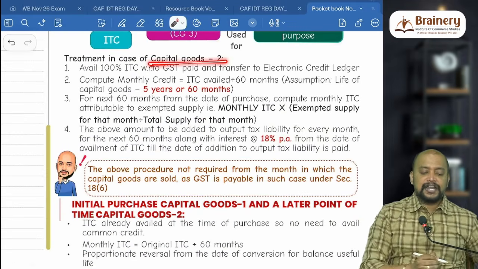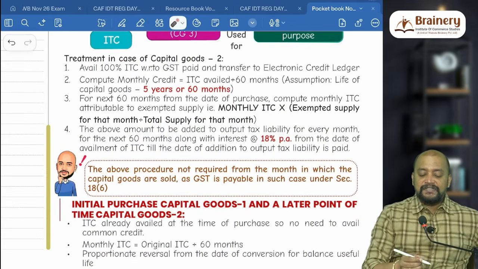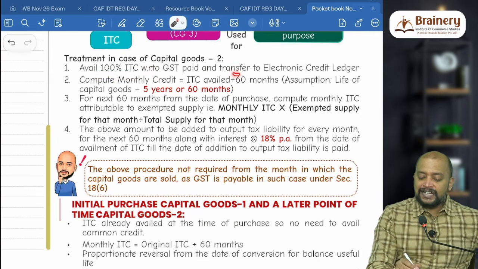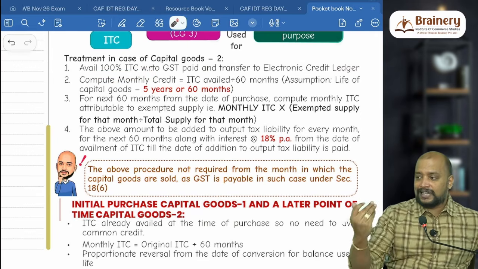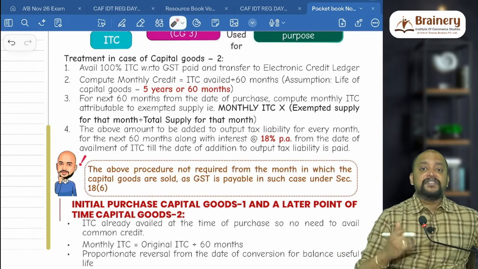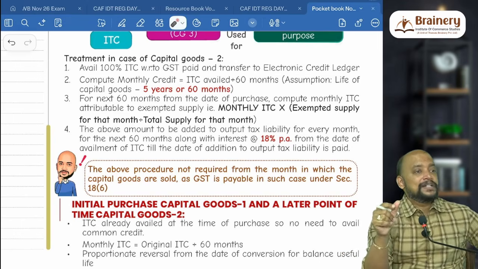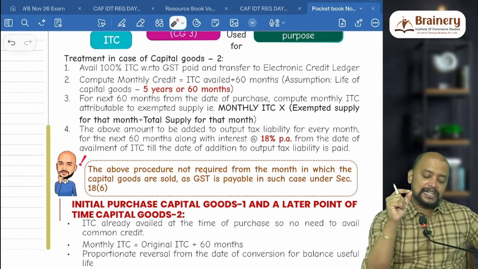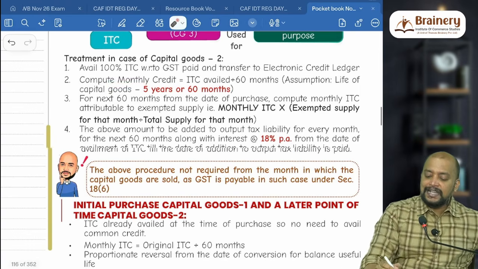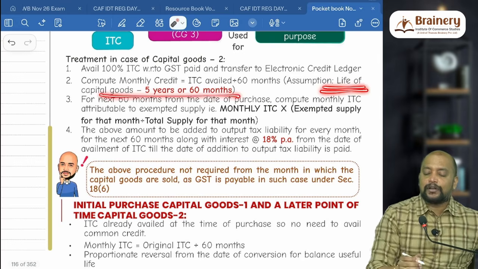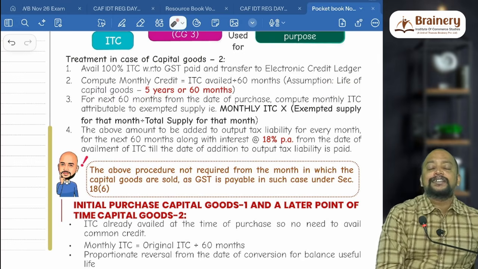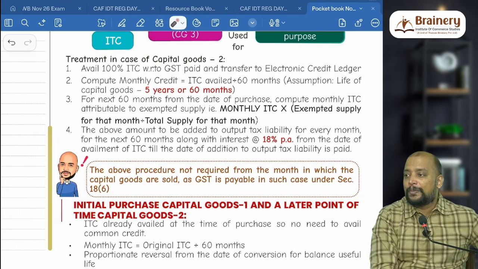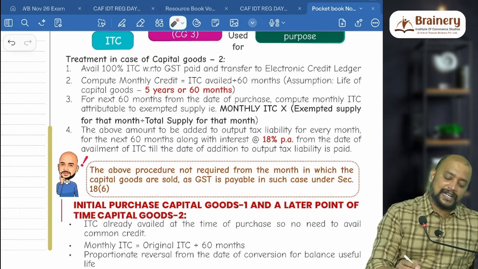What is the treatment in case of capital goods 2? First we will avail the ITC 100% with respect to GST paid and transfer it to the electronic credit ledger. Thereafter we will see the monthly ITC. How much is the monthly ITC? Total ITC divided by 60 months. That is monthly ITC, and here the assumption is life of capital goods as 5 years or 60 months. That's the usual assumption we need to take. Suppose in the question some other period is given, you would go by that period. If nothing is given, you take 60 months.